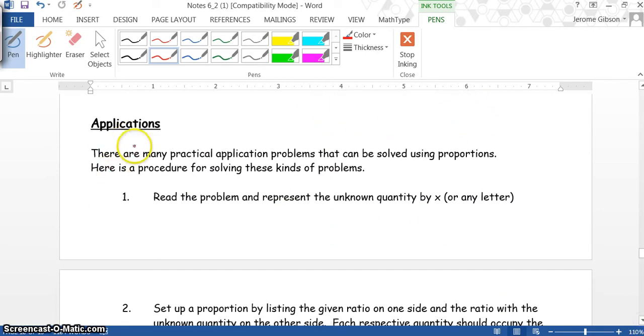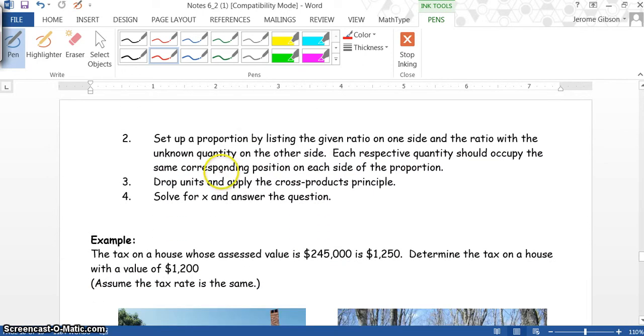Now, we go down here to applications. There are many practical application problems that can be solved using proportions. Here is a procedure for solving these kinds of problems. Read the problem and represent the unknown quantity by x or any letter. Next, set up a proportion by listing the given ratio on one side and the ratio with the unknown quantity on the other side. Each respective quantity should occupy the same corresponding position on each side of the proportion. Drop units and apply the cross products principle. Solve for x and answer the question.